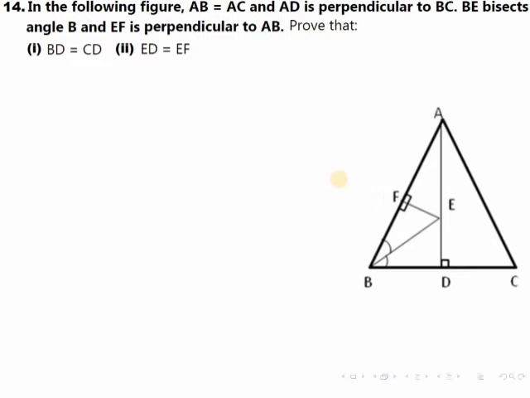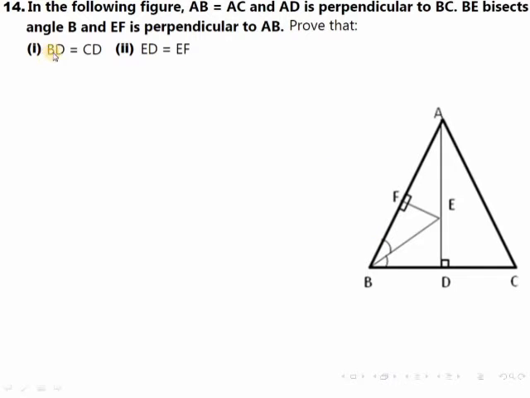Now let's look at this particular problem. This question says, in the following figure, AB is equal to AC and AD is perpendicular to BC. You see AD is perpendicular to BC. BE bisects angle B. So you see the line BE bisects angle B, so this angle is equal to this angle. And EF is perpendicular to AB. Look at the diagram, EF is perpendicular to AB.